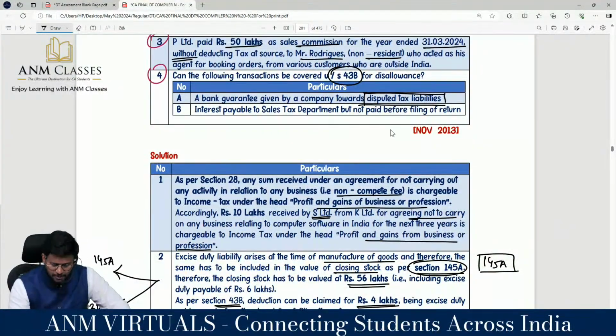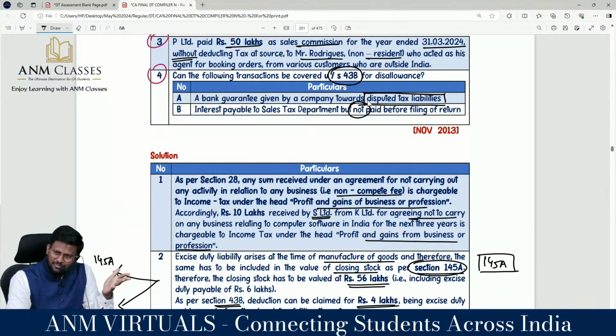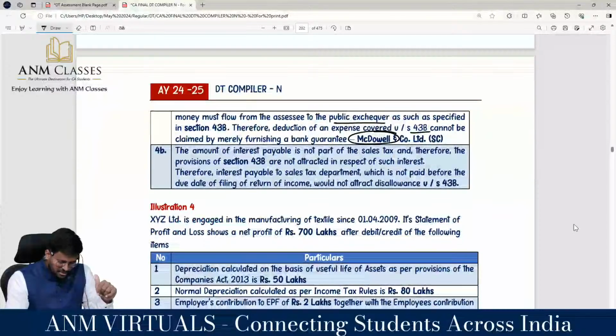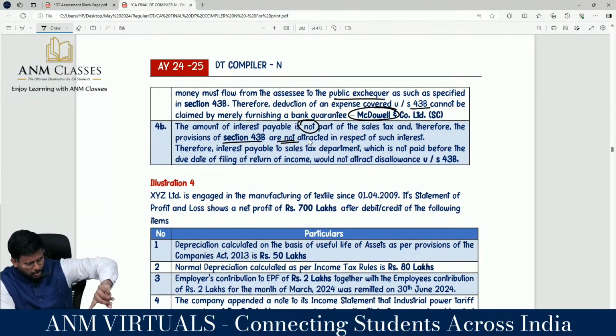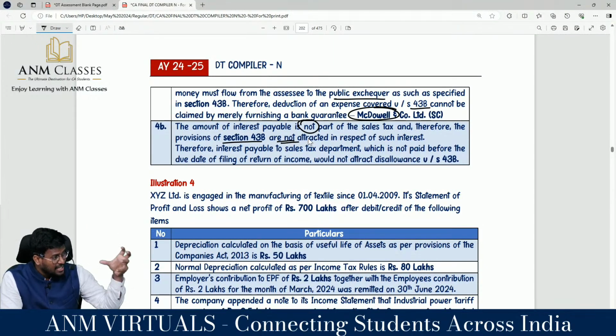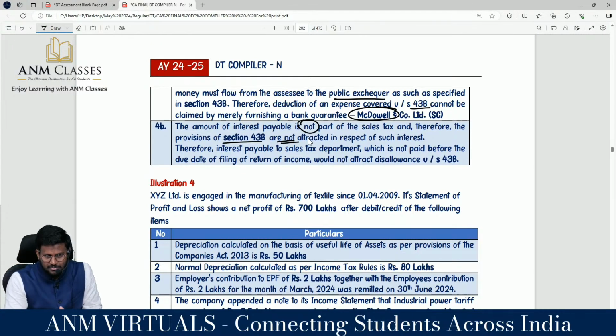Interest payable to the sales tax department but not paid before filing the return of income. It is interest payable. Any tax, cess, fees. In that list, is interest there or not? In the 43B list, is interest there or not? The amount of interest payable does not form part of sales tax, and therefore the provisions of 43B are not attracted in respect of such interest. Because only interest payable to a scheduled bank and interest payable to a financial institution are there. Interest payable to government is not there. Good.